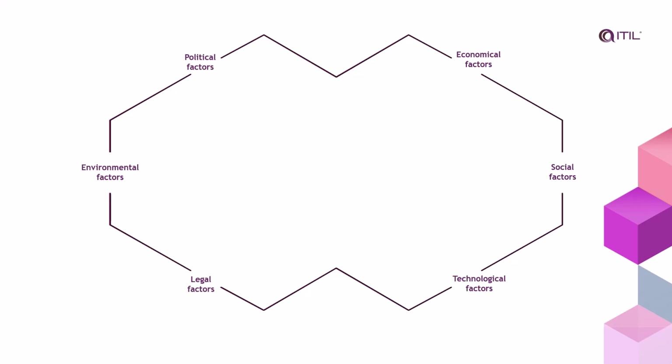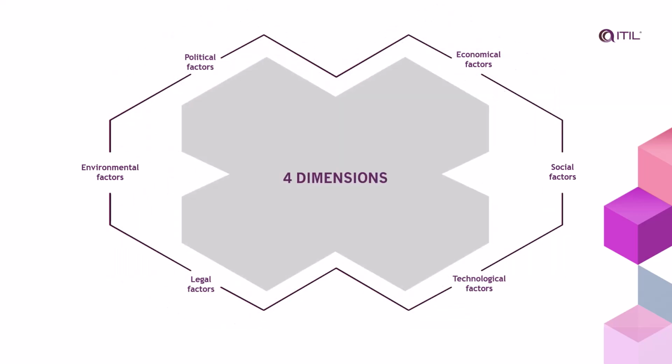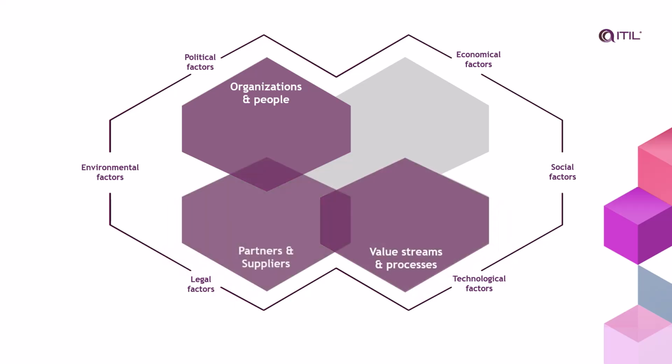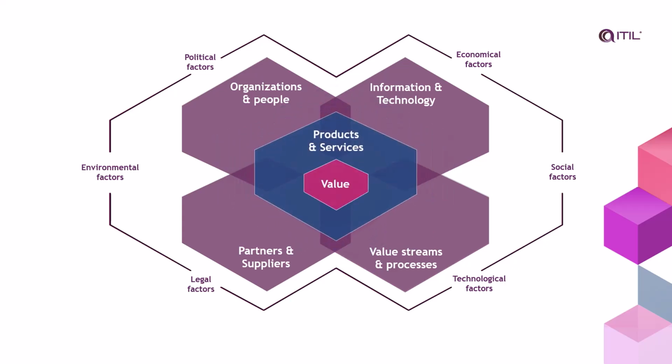ITIL provides a model to describe the organisation's resources, the 4 dimensions of service management. These dimensions, organisations and people, value streams and processes, partners and suppliers, and information and technology do not exist in isolation. They overlap and interact with each other.